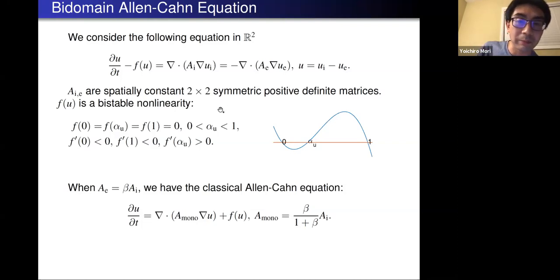So F(u) is a bistable nonlinearity that I think many of you in the audience are familiar with. We have two stable fixed points, 0 and 1, and alpha being the unstable zero of F. And as remarked before, if A_E and A_I are proportional to each other through a constant beta, then this equation can be reduced to an equation just for u, which is u_I minus u_E, and we are back to the classical Allen-Cahn equation that many of you know very well.